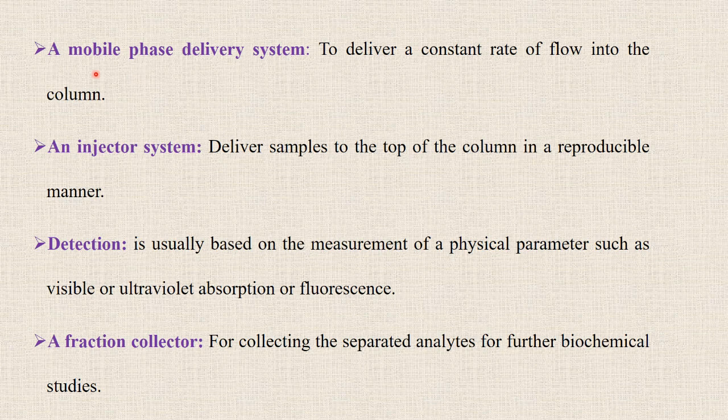Some other components can also be used, which are a mobile phase delivery system. The system is a reservoir which ensures the constant rate of flow of mobile phase or solvent into the column. And the injector system, this can be a capillary or a syringe, which is used to deliver the sample or our mixture, which is introduced to the top of the column.